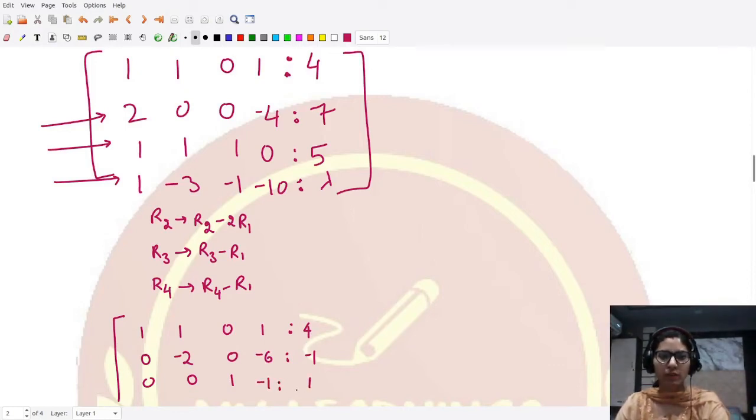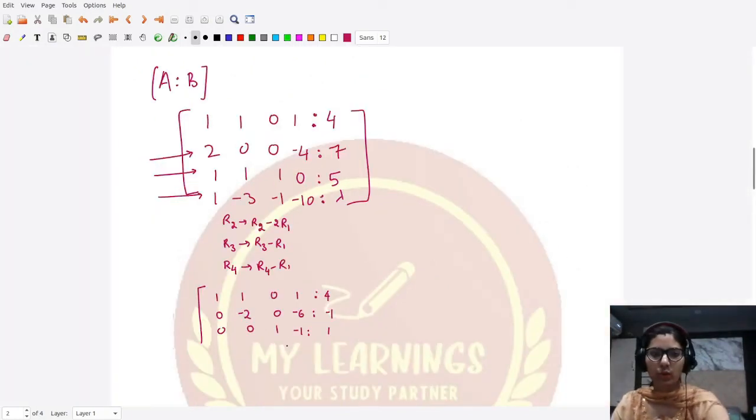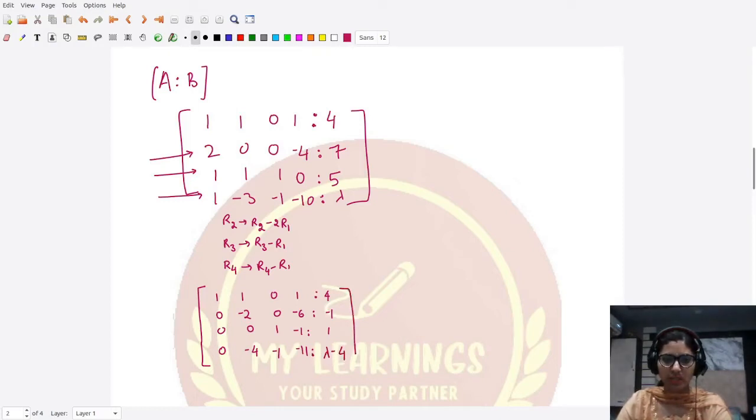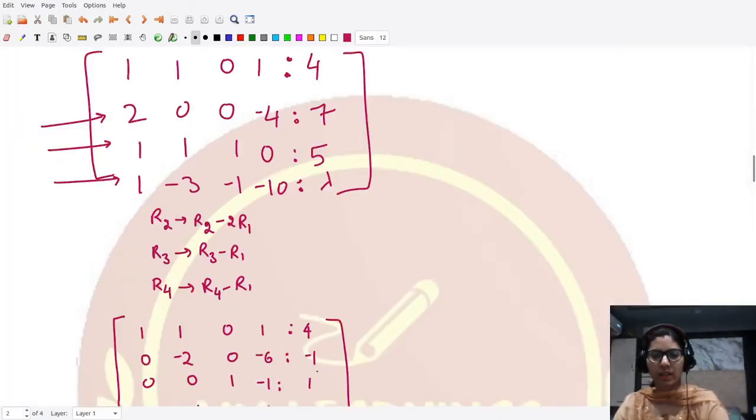And for the fourth one we have R4 minus R1. So what do you have here? 1 minus 1 is 0. Then you have -3 minus 1 is -4, -1 minus 0 is -1, -10 minus 1 is -11, then lambda minus 4. So this is the matrix that you have after calculation.